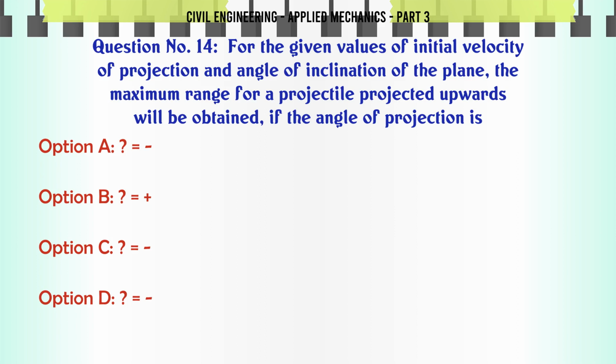For the given values of initial velocity of projection and angle of inclination of the plane, the maximum range for a projectile projected upwards will be obtained if the angle of projection is: A, B, C, D.